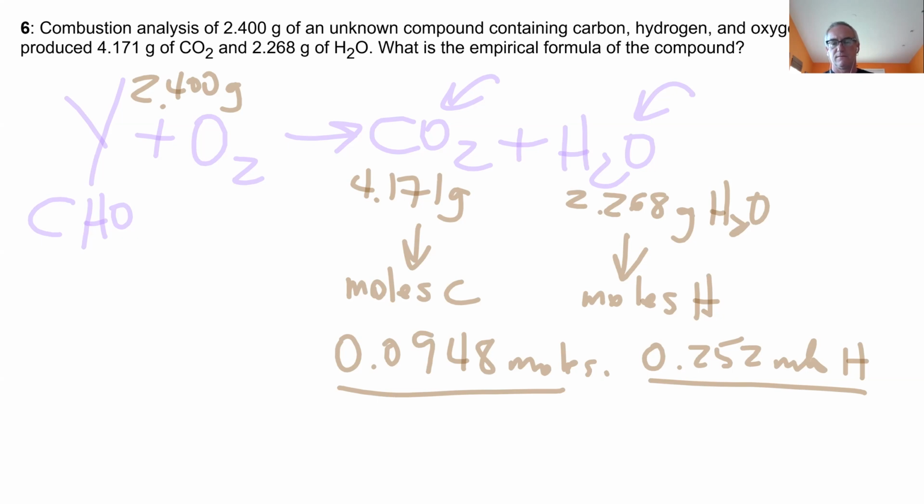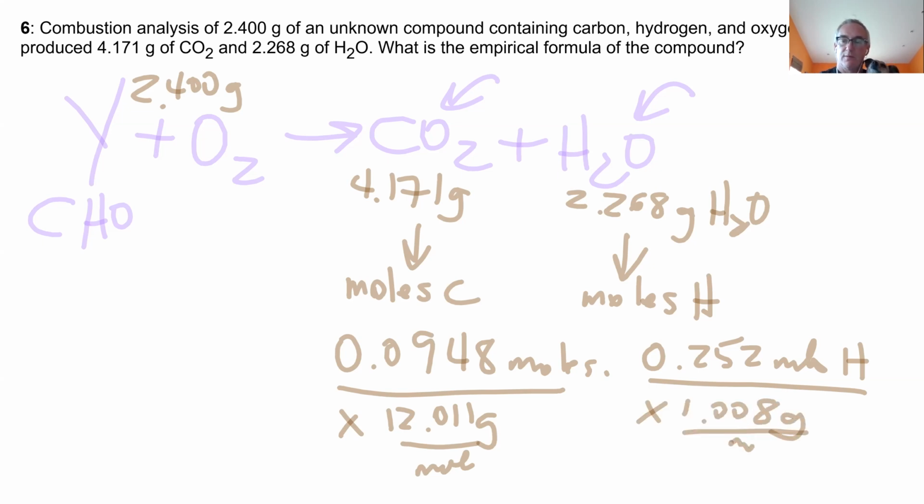Use the molar mass of carbon and hydrogen. There you go. We have moles of carbon and hydrogen. Let's convert that to grams of carbon and hydrogen. Exactly right. So we multiply this by 12.011 grams per mole, and we multiply this by 1.008 grams per mole. Now that'll give us grams of carbon and grams of hydrogen. So how many grams of carbon do we have?